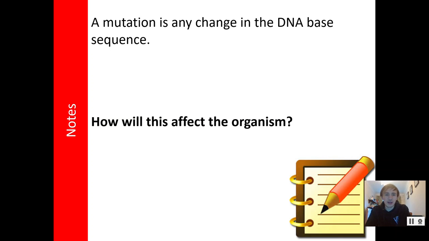The question then is, how will that affect the organism? And there's 3 possible options here, isn't there? You could have a positive effect, you could have a negative effect, or you could have a neutral effect, i.e. it doesn't really make much difference.